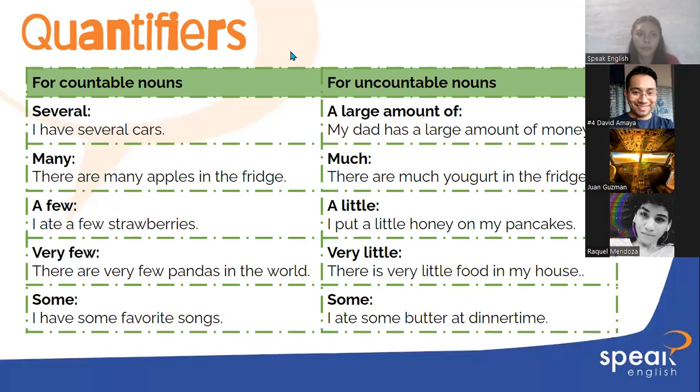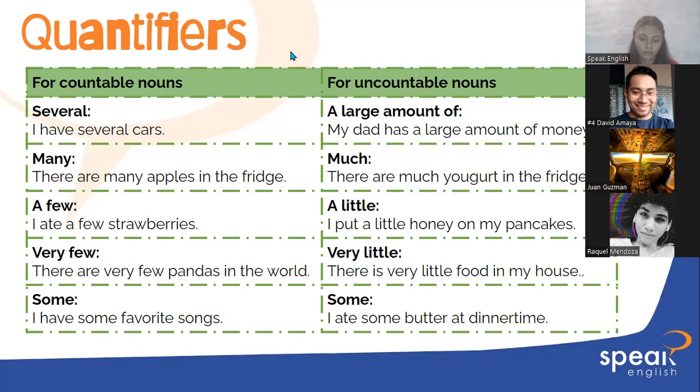Okay, well, for countable nouns, several. Example, I had several cars. Many. Example, there are many apples in my fridge. A few. I ate a few strawberries. Very few. There are very few pandas in the world. And some. I had some favorite songs.